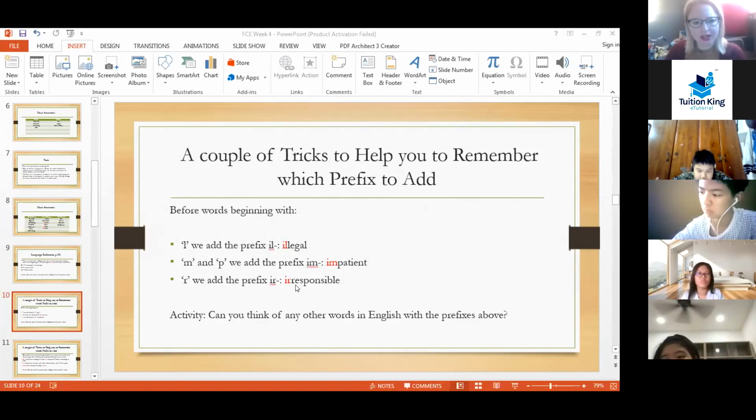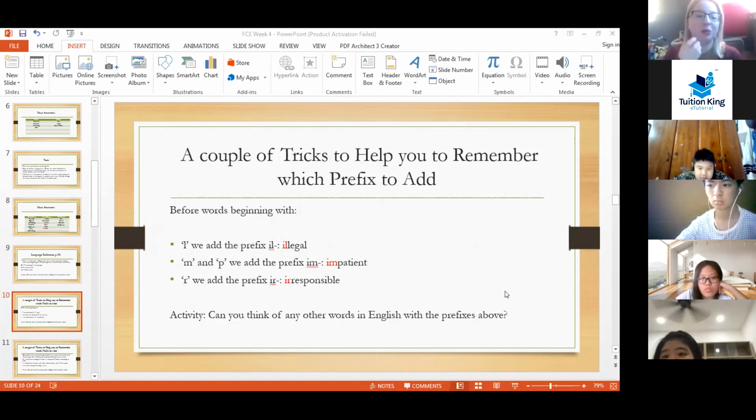Okay, I'd like to repeat the activity that we just did, please, everybody. If you could type in the chat some examples of words that you can think of with these prefixes. So we're looking for ill, im and ir. So irresponsible, impatient, illegal. Are there any others that you can think of? I think these ones are a little bit harder. But if you can just type them into the chat, then I will comment verbally on what you've typed.